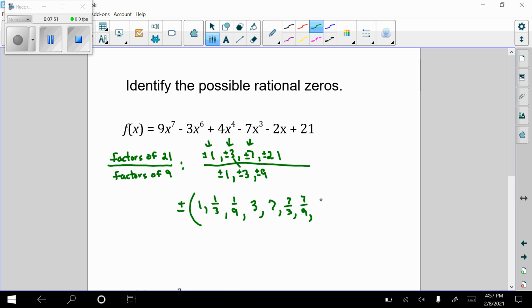So then I go to my 21, I put a 21 over 1. 21 over 3 is equal to 7, so I don't need that. And 21/9 is equal to 7/3, so I already have that one. So my possible rational zeros, I've got 1, 2, 3, 4, 5, 6, 7, 8 times 2 because it's positive, negative. So I've got 16 possible rational zeros.